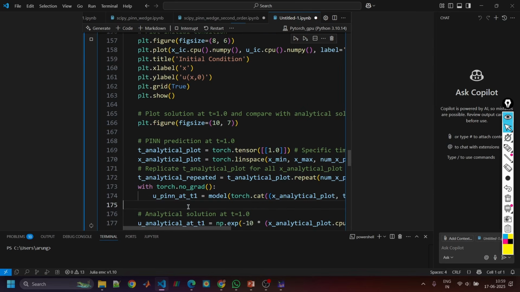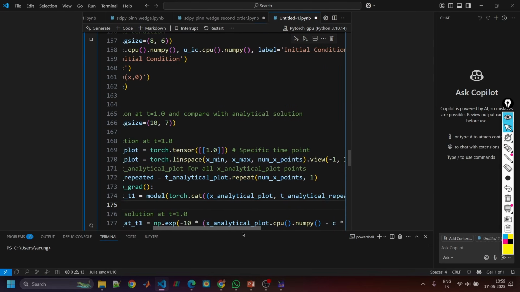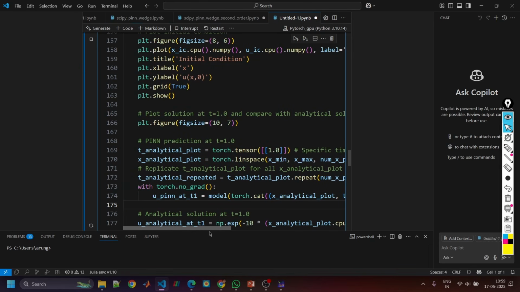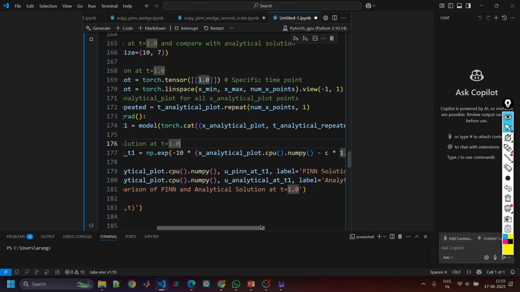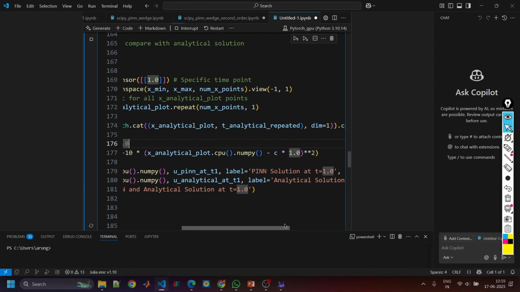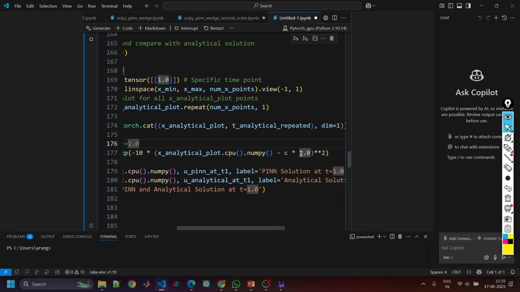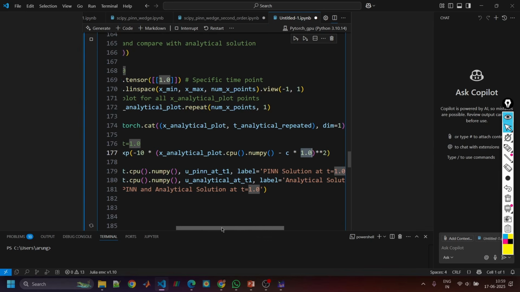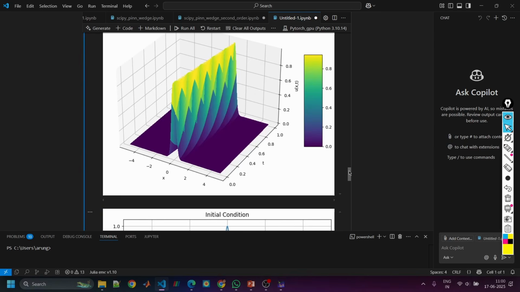So this is the expression for the analytical solution. Let's see, sometimes we can't trust all the LLMs. Minus 10, numpy minus c into 10 square. Yes, perfect. So it has calculated the analytical solution only at the time t is equal to 1. Fine, anyway, we asked it to compare only at time t is equal to 1. So let's see whether it has completed the solution.